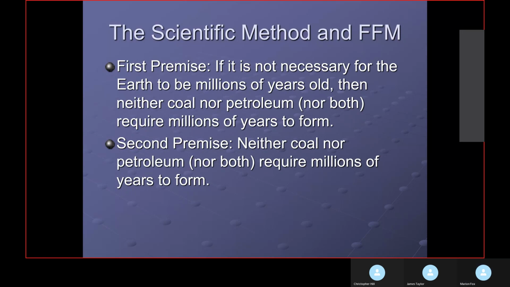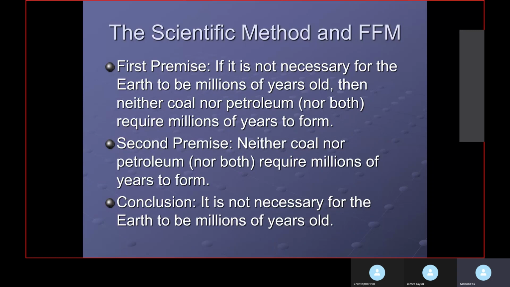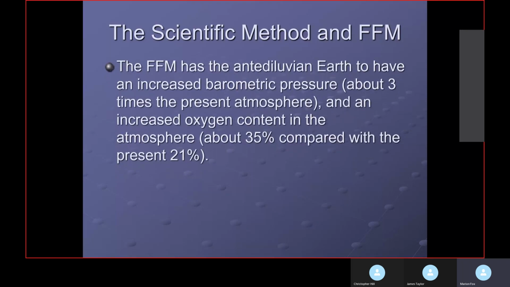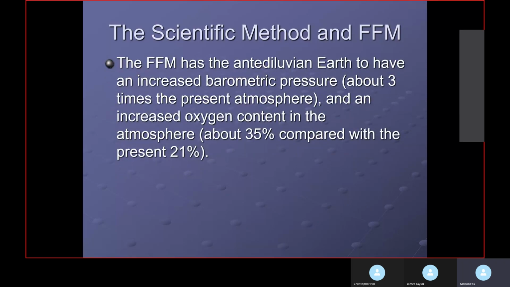All right. So it's not necessary. Okay. So right here, it's not necessary for the Earth to be billions of years old. Okay. Let's move on. The Fox flood model has the antediluvian Earth, that's the pre-flood world, to have an increased barometric pressure, about 3 times the present atmosphere, and an increased oxygen content in the atmosphere, about 35% compared with the present, 21%.